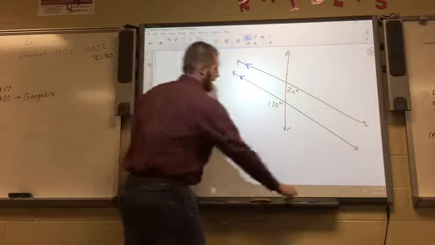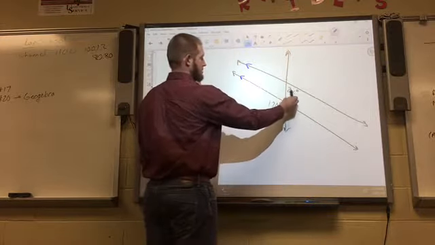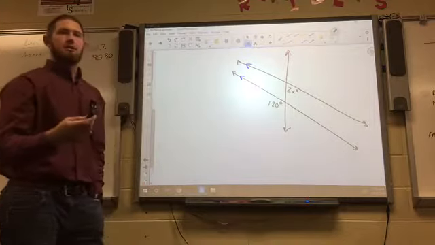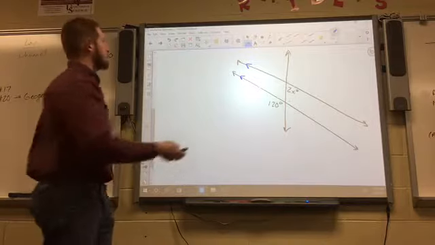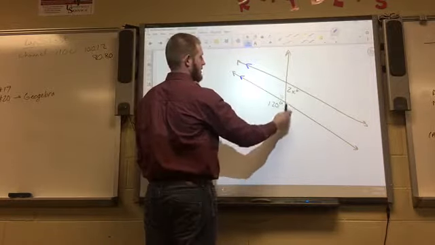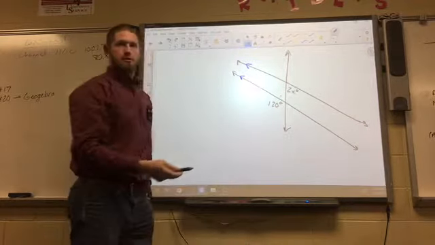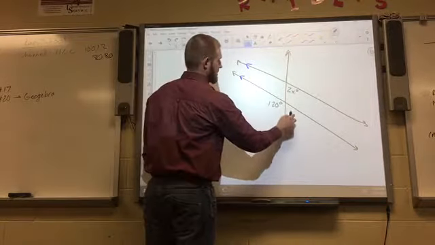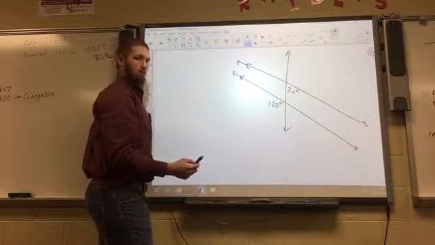Okay, I could use vertical angles and find this angle, and then these would be supplementary because they could be consecutive interior angles, right? So I could do that. Or I could do a linear pair here, and these 2 angles would be alternate interior. Or I could do these 2 angles as a linear pair, and these would be corresponding.